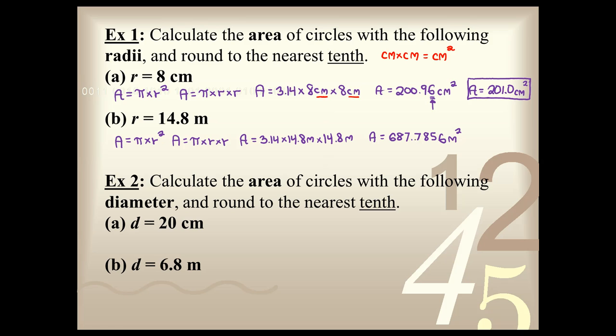Okay, how do we round this? Let's look at the hundredths position. That's an 8, which is going to tell me I need to round the tenths position up by 1. So this would then be area is equal to 687.8 meters squared.